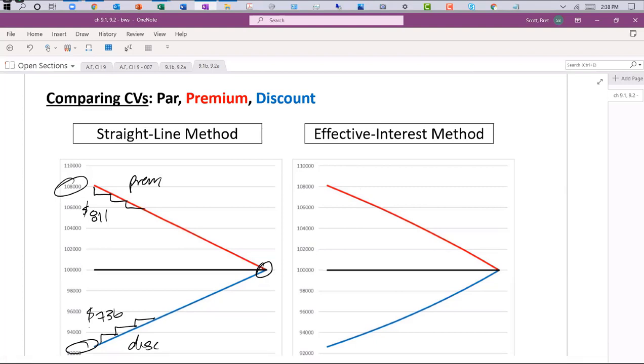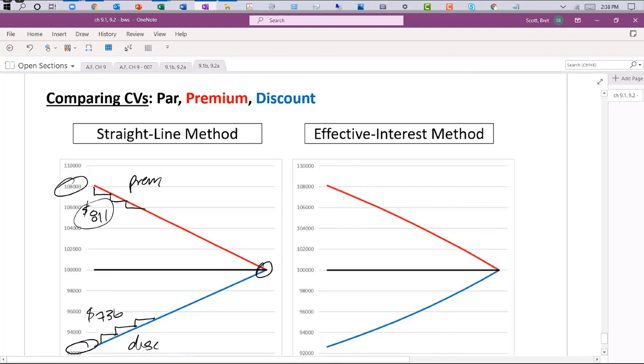Is that simpler method so incorrect relative to the effective? Not really, not by much. Okay, you can compare the 811 to the streams that we just calculated above. It's not much difference. That's why in practice, a lot of companies tend to use a straight line method, because there's not a material difference between what we're actually amortizing on the straight line method versus what we use in the effective method.